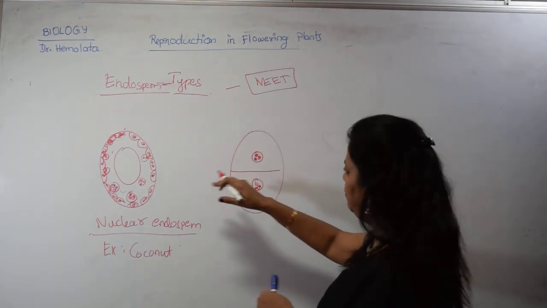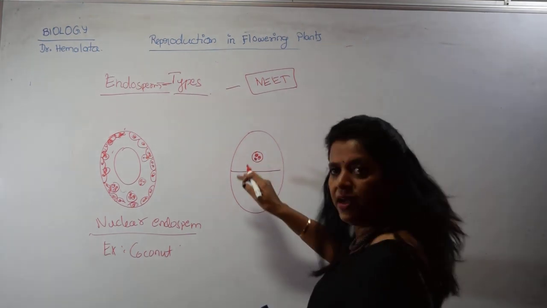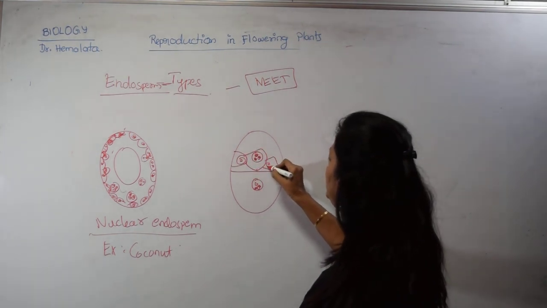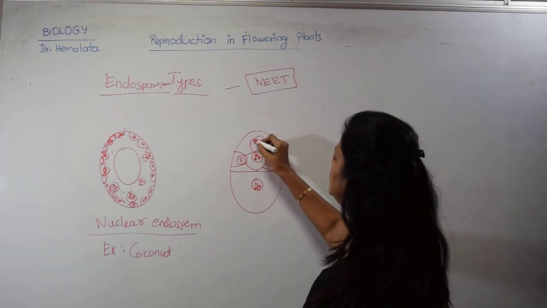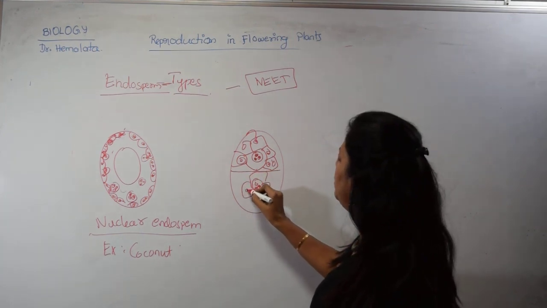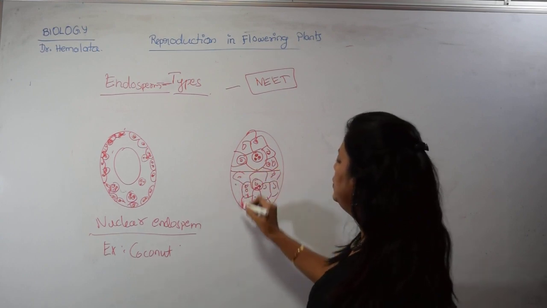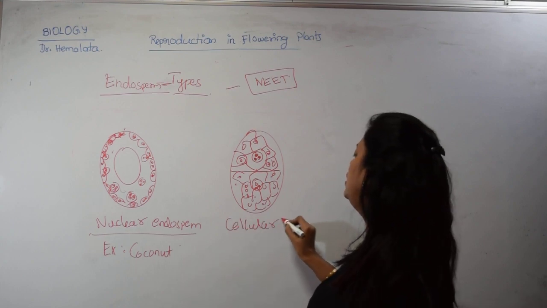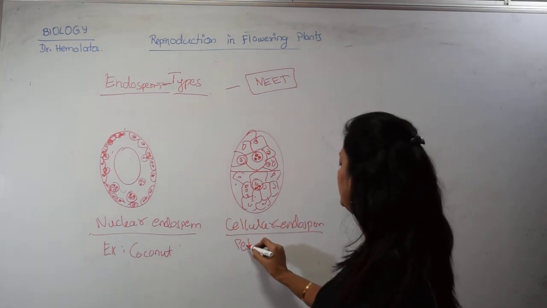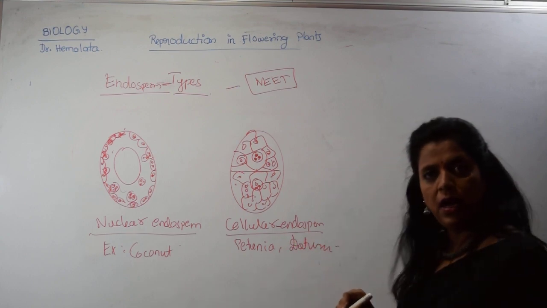Primary endosperm cells start dividing. The first division itself is converted into a complete cell. Now they further start dividing. Every division is followed by the formation of the cell wall. Like this, both at the chalazal and the micropylar end, the divisions will be followed by cell wall formation. This is called the cellular endosperm. This is seen in plants like petunia or datura. Okay. There is a last one.